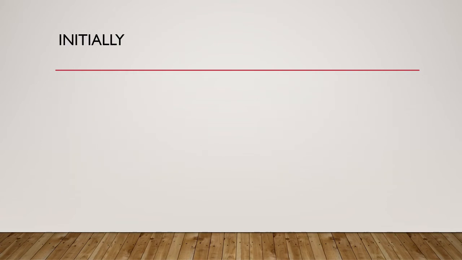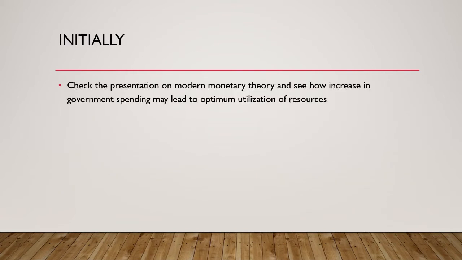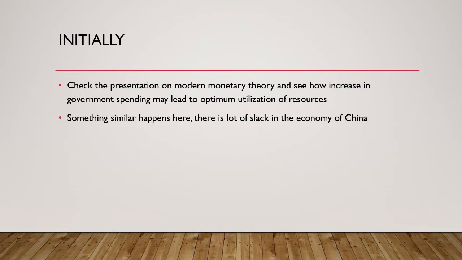So initially what happens? I will request you to check the presentation on modern monetary theory to see how government spending and monetary support leads to optimum utilization of resources in the domestic economy, especially when it's a closed domestic economy. Now something similar happens, but this time because the economy is open and international trade is going to take place, this will happen in China.